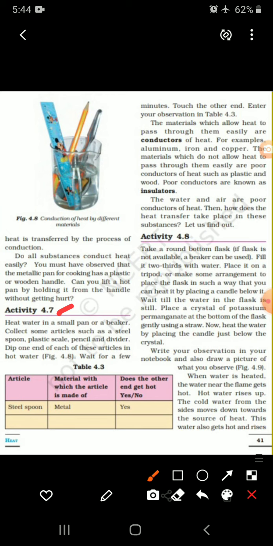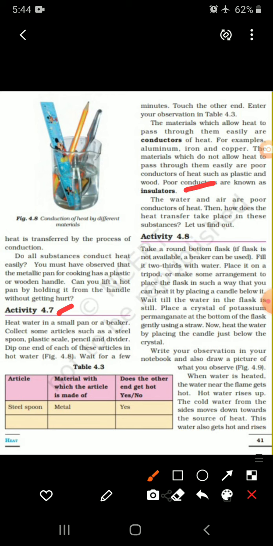The materials which allow heat to pass through them easily are called conductors of heat. For example, aluminium, iron, copper, simply called metals, are good conductors. While the materials which do not allow heat to pass through them easily are poor conductors of heat, such as plastics and wood. Poor conductors are known as insulators. They cannot transfer heat, or transfer heat very slowly.